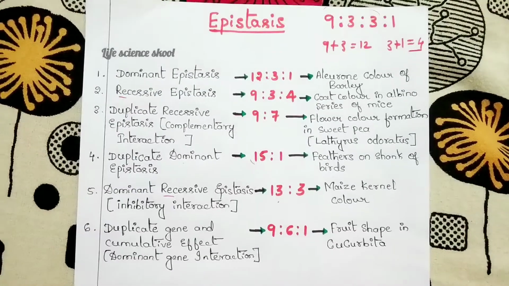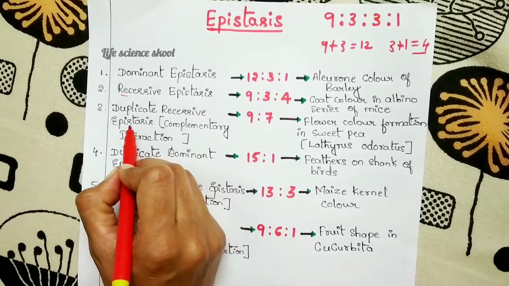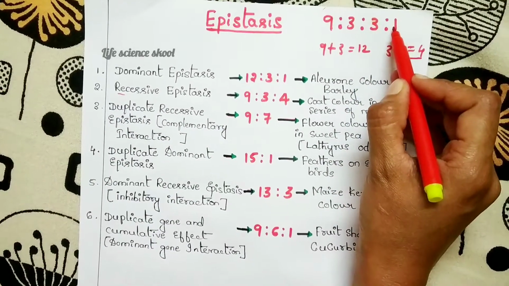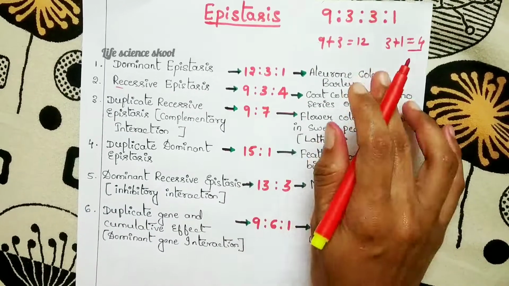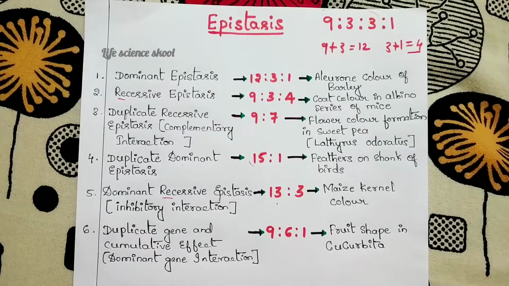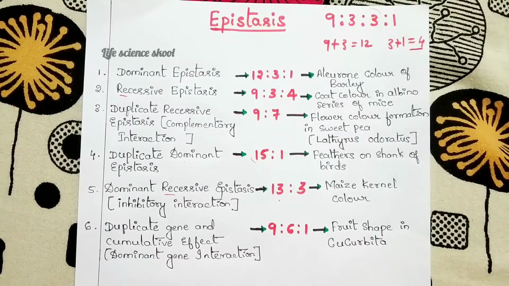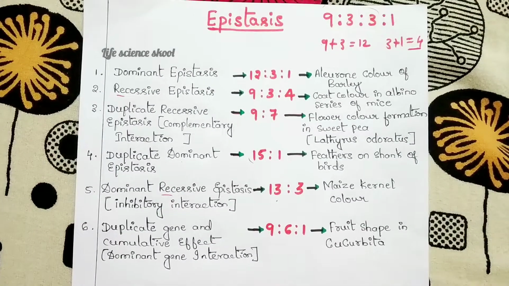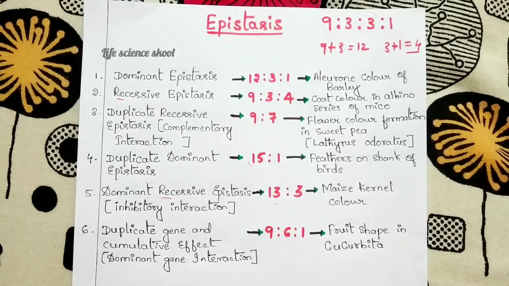And the third one, duplicate recessive epistasis. Here the phenotypic ratio is 9 is to 7. Since it is duplicate recessive, you should add the recessive ones here. So 9 you can keep as usual, and 3 plus 3 plus 1, so 6 plus 1 is 7.